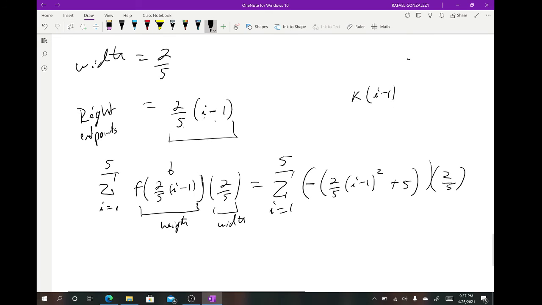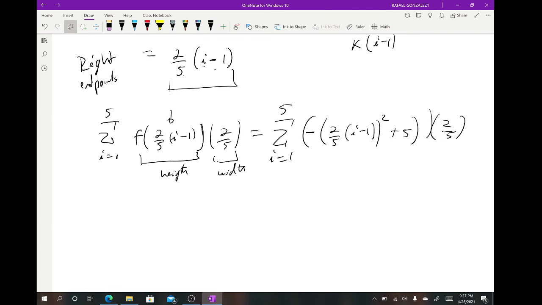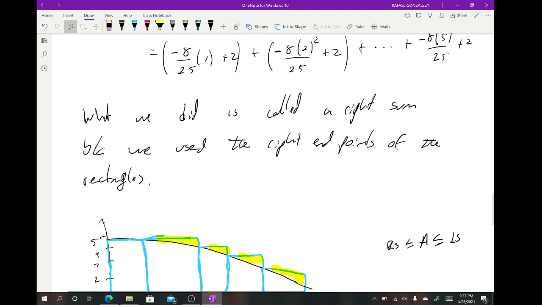Now if you actually do this, I could multiply this in and square it. You will get a solution. You could simplify this, then square it, and then you'll see what the solution is. But this is the so-called left endpoint sum. And it turns out that the area of this figure is trapped between them.